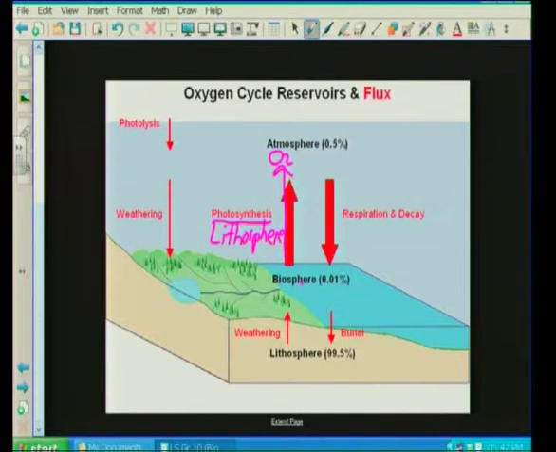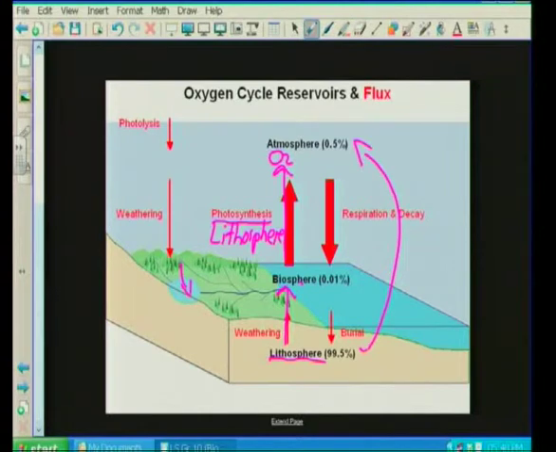That oxygen gets recycled between, oh, there's lithosphere, there's our land. So we have oxygen coming from our lithosphere. That oxygen is going to go back into the hydrosphere, which is water, and it's going to go back into the atmosphere. So there's a continuous cycle of this oxygen.